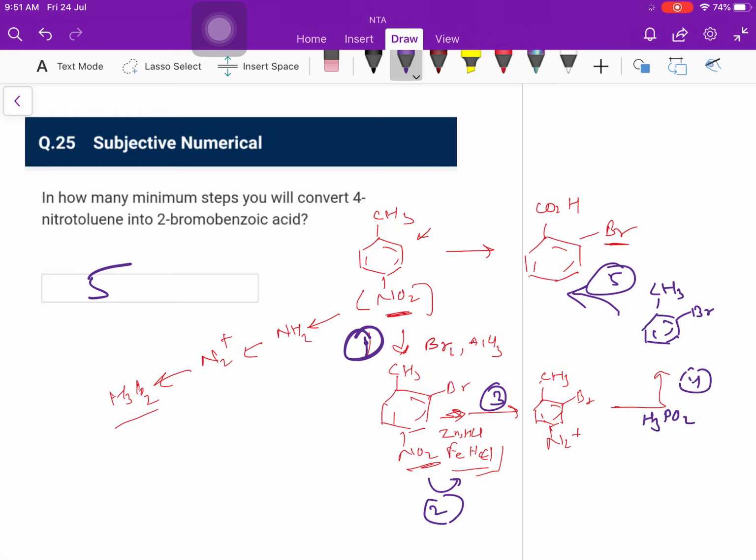Hopefully you have understood this. The paper was quite easy, much easier than the paper asked yesterday. So you can actually score 80 to 90 marks, more than 90 marks in this paper. Hopefully the concepts are clear. Thank you.